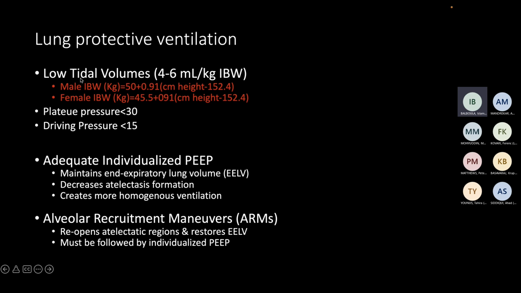We should use low tidal volume ventilation, 4 to 6 mL per kg of the ideal body weight. We should calculate the ideal body weight for that. That's the equation for the male and female. We should target plateau pressure below 30 and the driving pressure less than 15. And regarding the PEEP and the recruitment maneuver, we will discuss in the next slides.